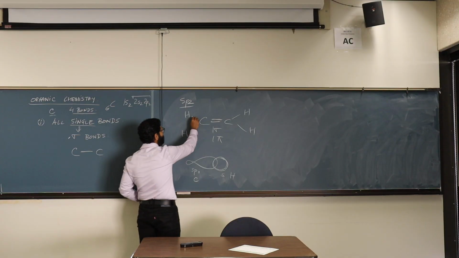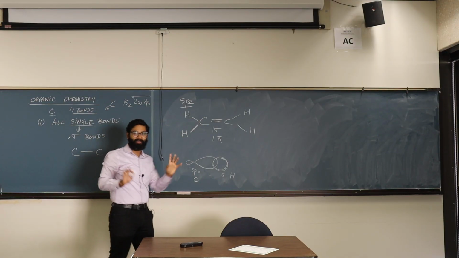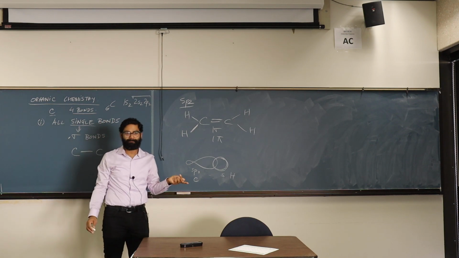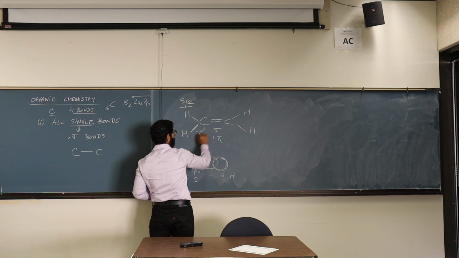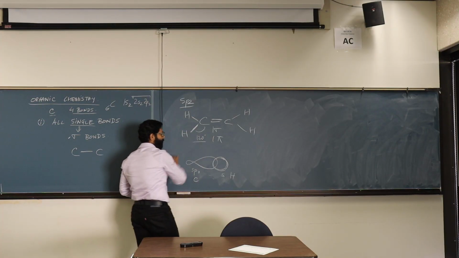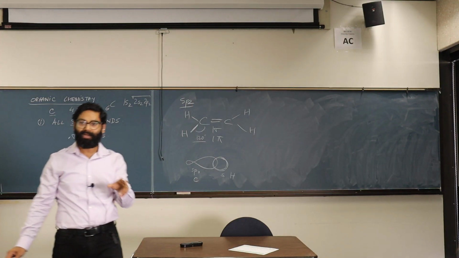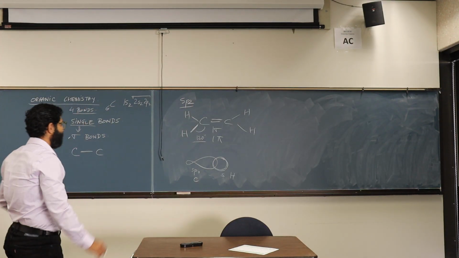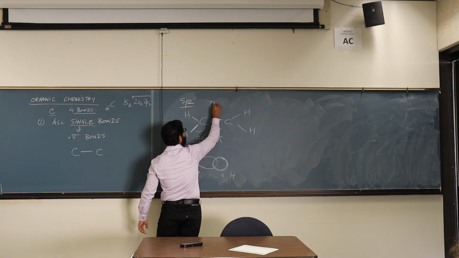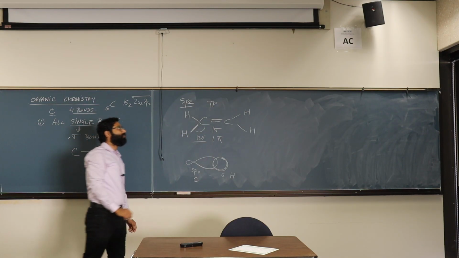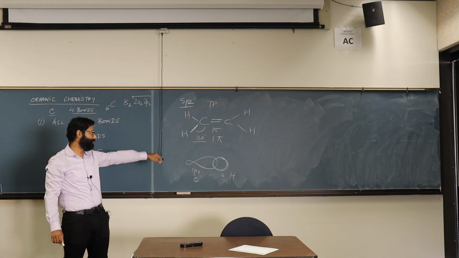What shape is this? In sp2, you have three groups. What shape is this? Trigonal planar. And the angles? 120 degrees. So in tetrahedral it is 109 degrees 28 minutes. In a perfect trigonal planar, you will get a 120 degree angle. Make sense?